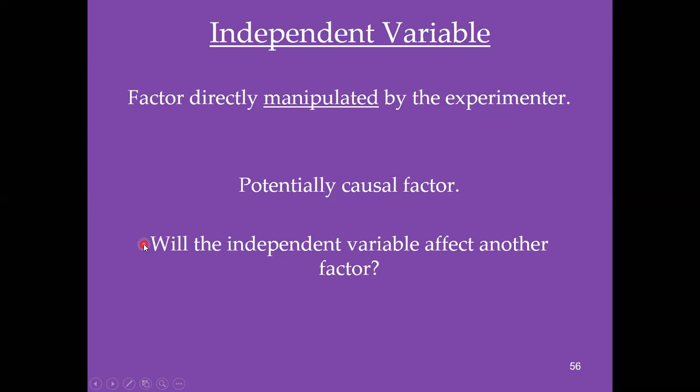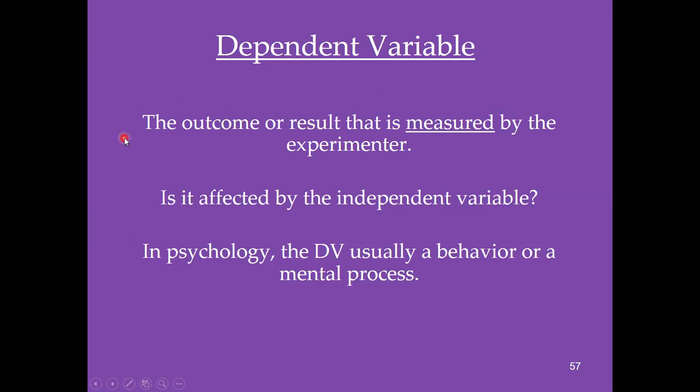So the question then is, will this independent variable have an effect on a second factor? The second factor is known as the dependent variable. This is the outcome or result that the experimenter measures when it's all said and done. So the independent variable is imposed. They observe, has there been now a change in this second variable, this dependent variable? Now in psychology, the dependent variable is usually going to be some behavior or mental process that the researcher is studying.